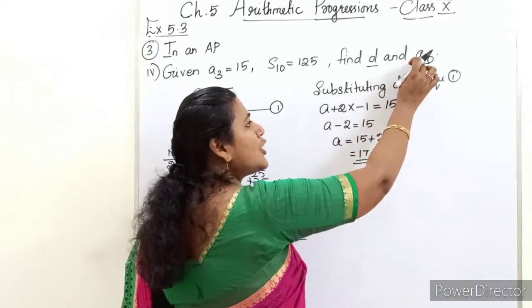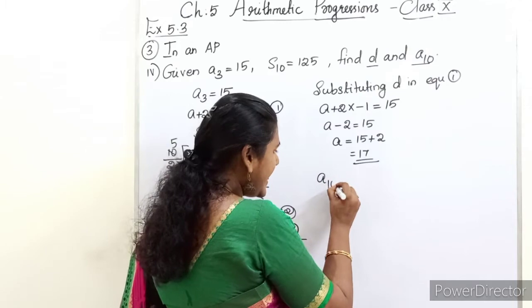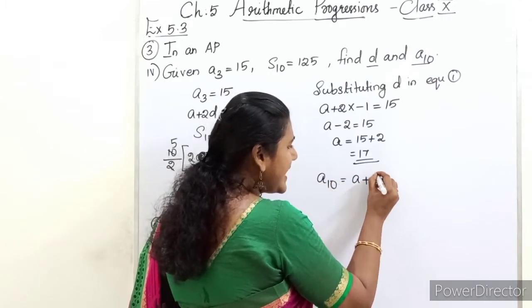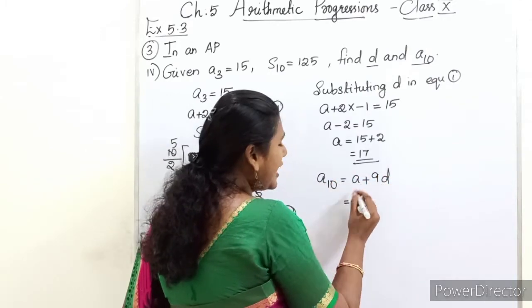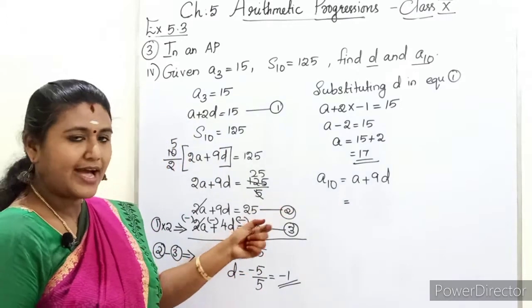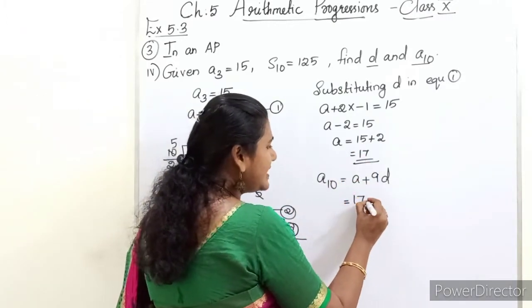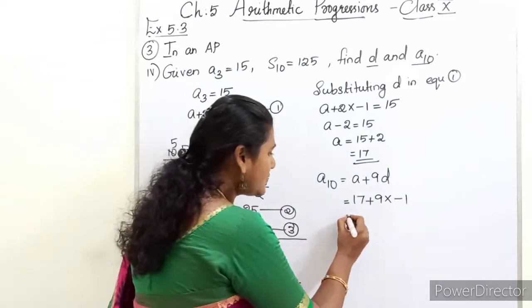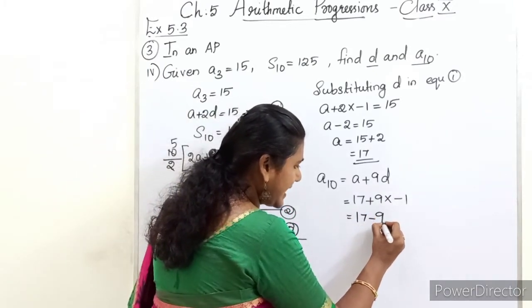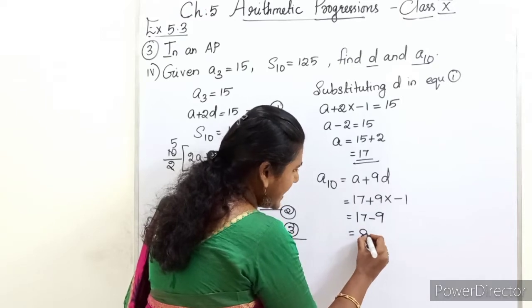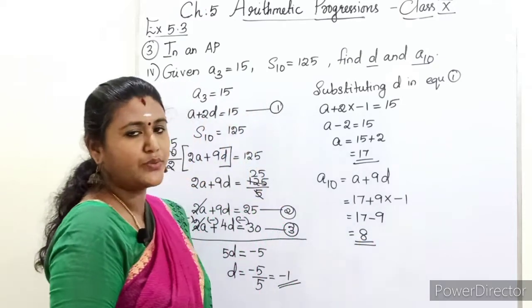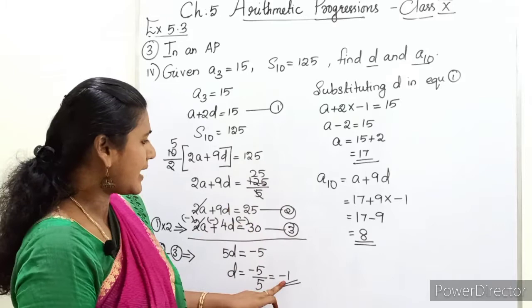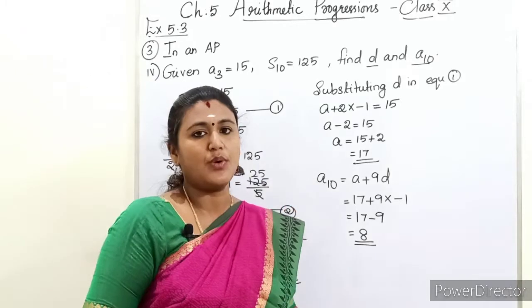Now we can find the A10 value. The A10 formula is A plus 9D. Now we have both A and D values, so we will substitute 17 plus 9 into the D value, which is minus 1. So 17 minus 9, so the answer is 8. So A10 is equal to 8. So we got the D value as minus 1 and A10 is equal to 8.